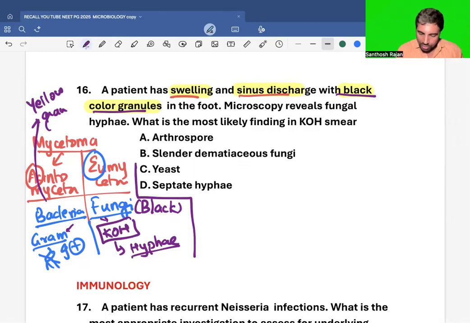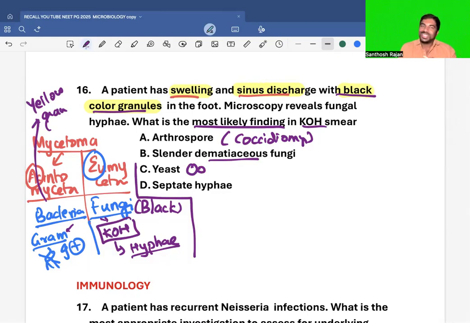Now see the clue: which is the most likely finding of KOH? In mycetoma, do we see arthrospore? Not at all. Where do we see arthrospore? Arthrospore, remember, Arthur's rectangular cock, that is Coccidioidomycosis. I'm not going to talk about that. Okay, out. Dematiaceous fungi usually very rarely cause disease also, and there is no link. Yeast, not at all. Yeast is just Cryptococcus or Candida. Why would Cryptococcus and Candida come in mycetoma? So definitely a septate hyphae. This is what we discussed many times in revision classes. That only has come. Awesome, no?